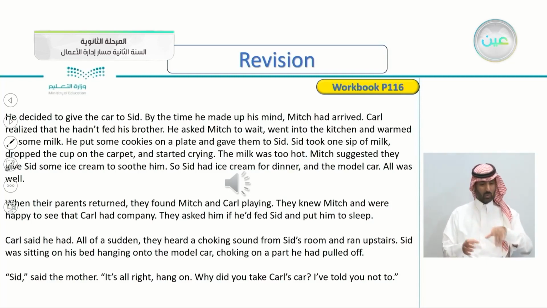All was well. When their parents returned, they found Mitch and Carl playing. They knew Mitch and were happy to see that Carl had company. They asked him if he'd fed Sid and put him to sleep. Carl said he had. All of a sudden, they heard a choking sound from Sid's room and ran upstairs. Sid was sitting on his bed hanging onto the model car, choking on a part he had pulled off. "Sid," said the mother. "It's all right, hang on. Why did you take Carl's car? I've told you not to."